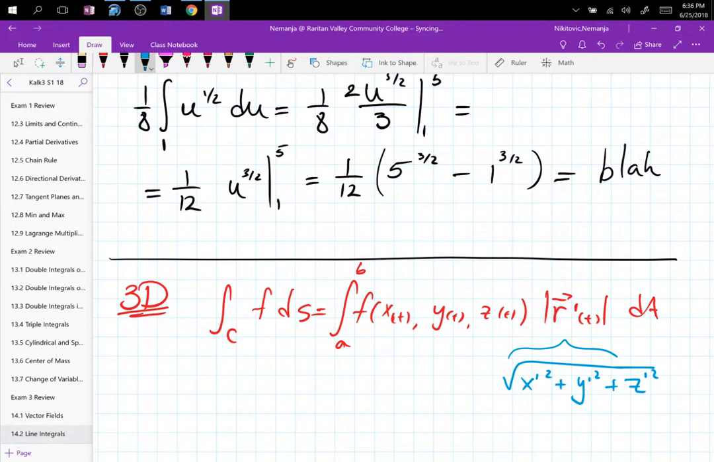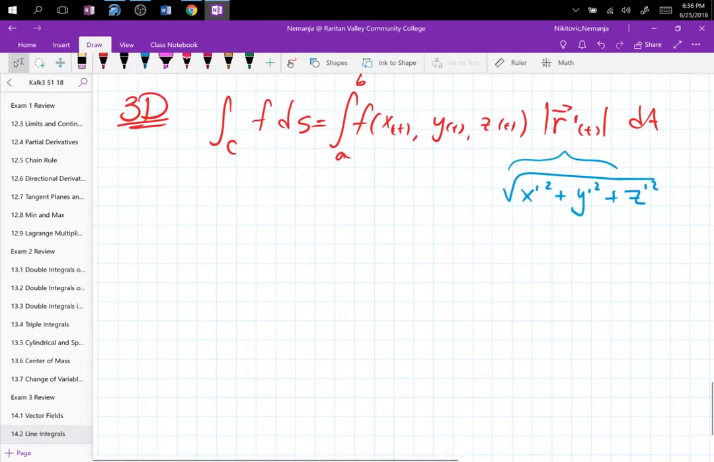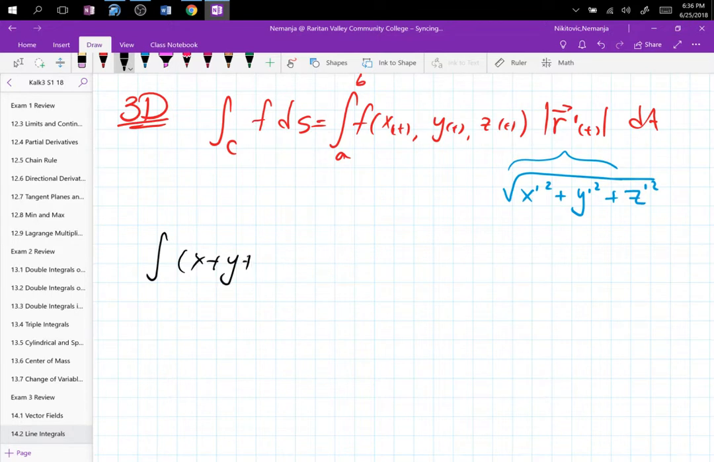So now that you know all of these rules, it's time for you to enjoy a problem. On your own, no hand holding. Alright, so integrate x plus y plus z ds.